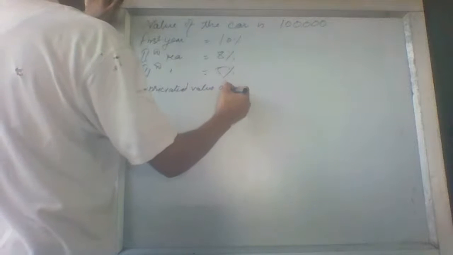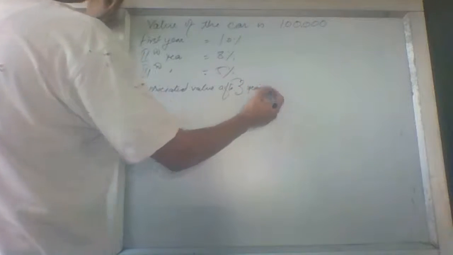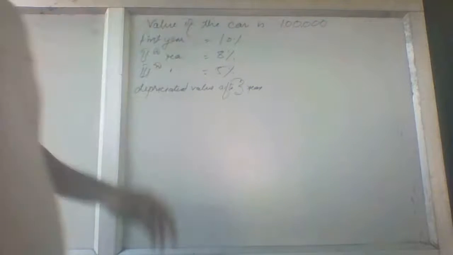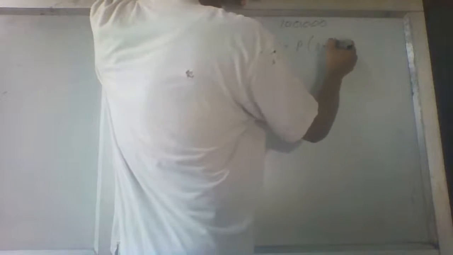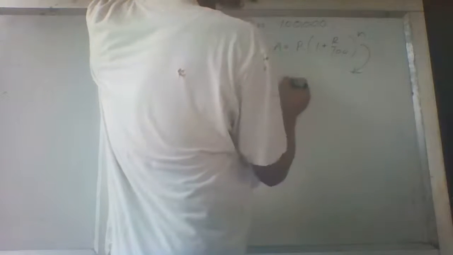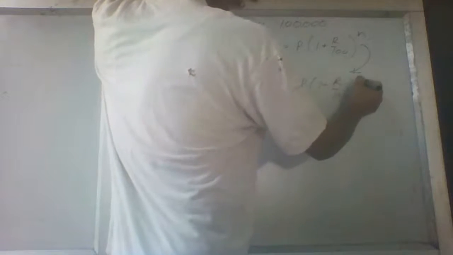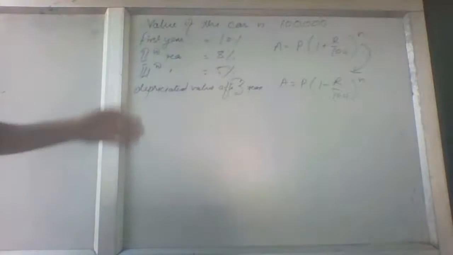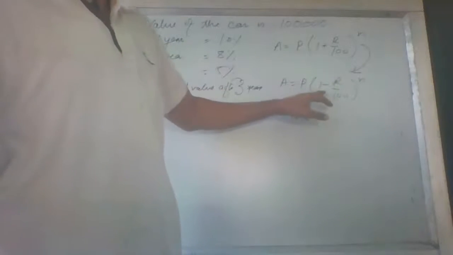What will be the depreciated value after three years? Now, what will be the formula we will use over here? Amount is equal to principal (1 plus r upon 100). This formula will convert to amount is equal to principal (1 minus r upon 100) to the power n, as the depreciation is there. If there is depreciation, plus r will be converted to minus r.